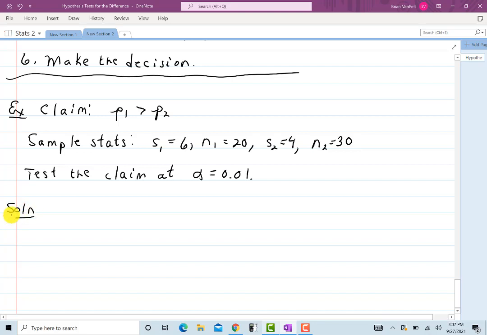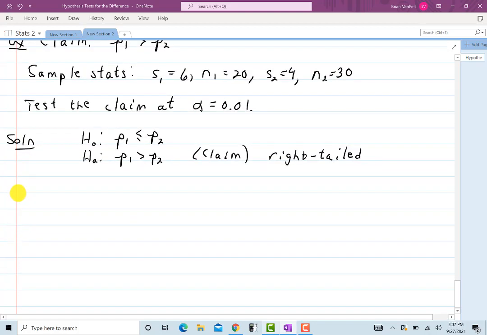So first off, let's go ahead and put our null and alternative hypotheses. H0 and then HA. Well, since the inequality is strict, that's an HA. The claim actually goes into HA. Not only that, this is a right-tailed test. And then the other one, we changed the inequality, but we put an equals in there. P1 is less than or equal to P2.